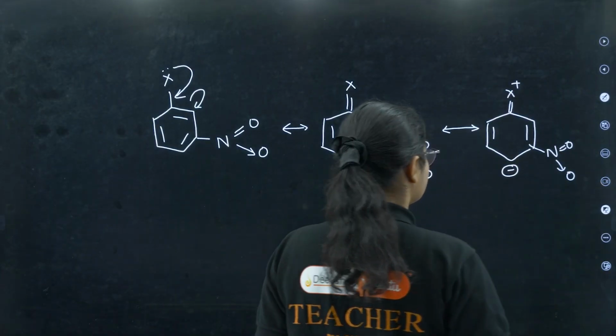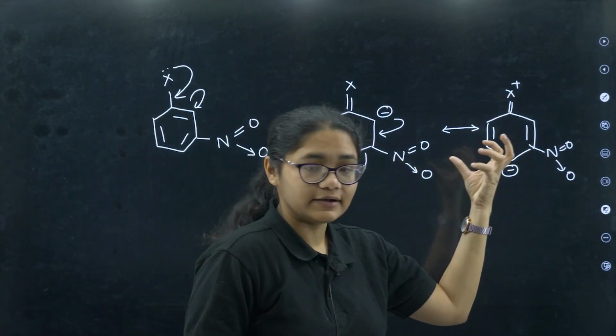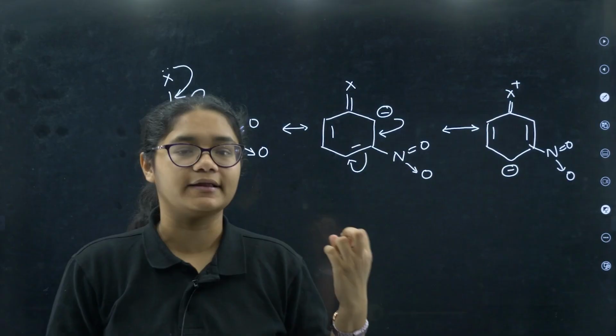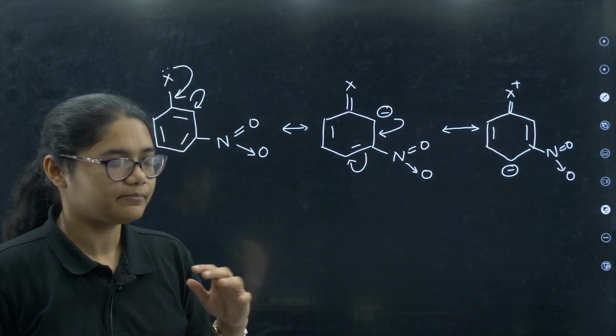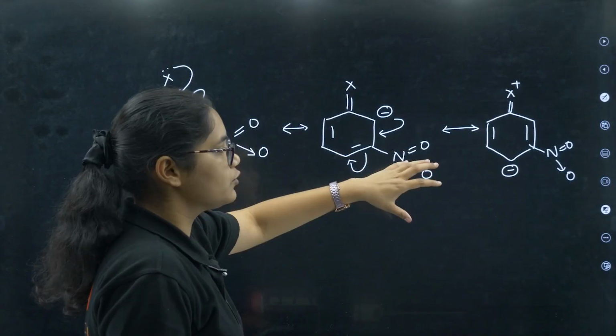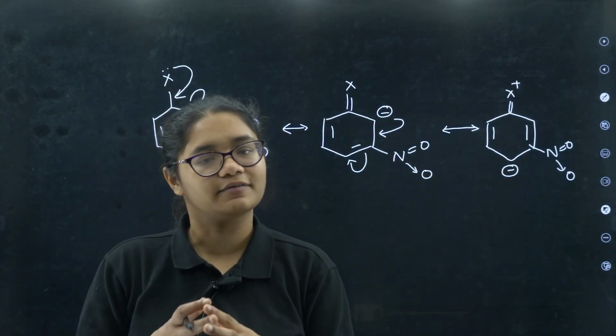Here you can see that the negative charge is not taken by the NO2 group. So I can say that it is not withdrawing the electron density from the ring. So NO2 group, if it is present in the meta position, doesn't affect the reactivity of the haloarenes.